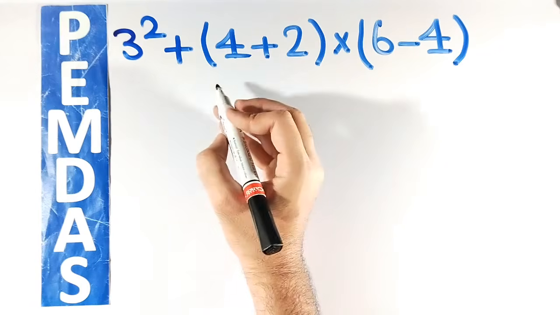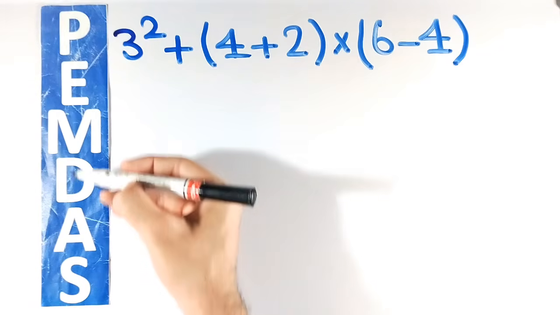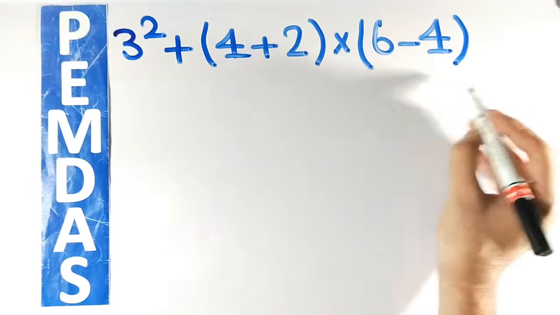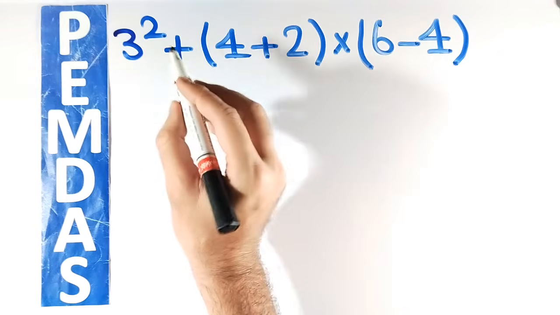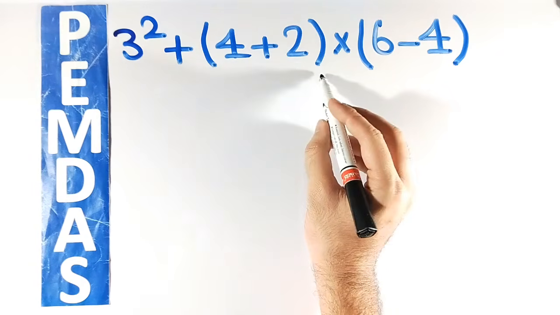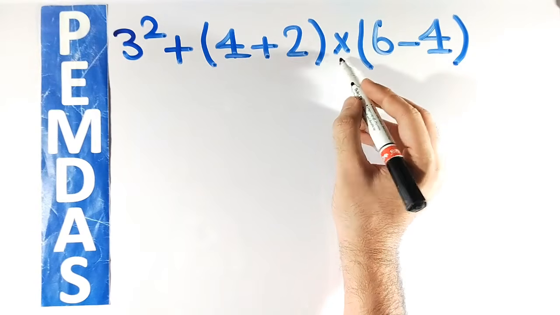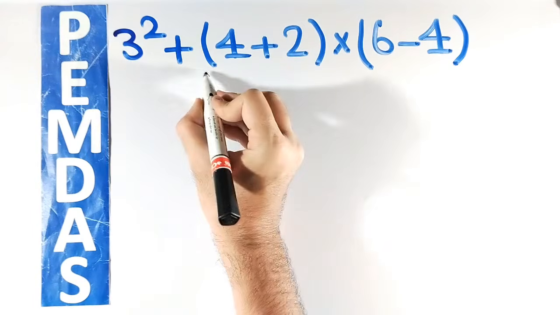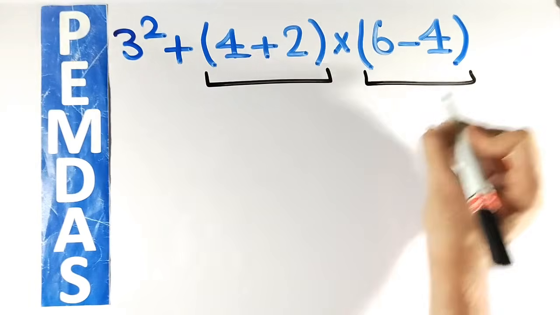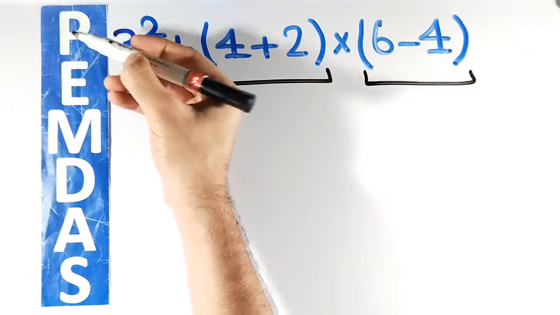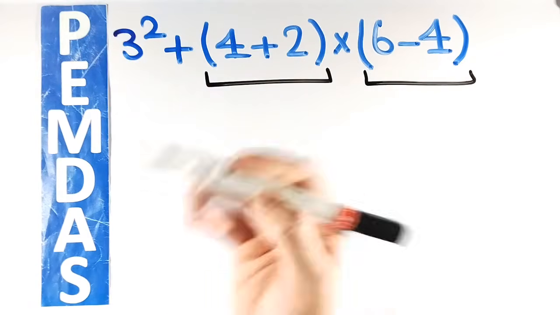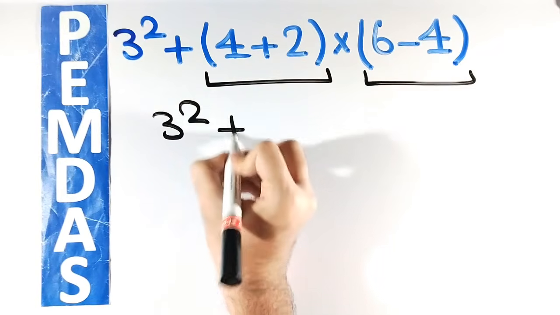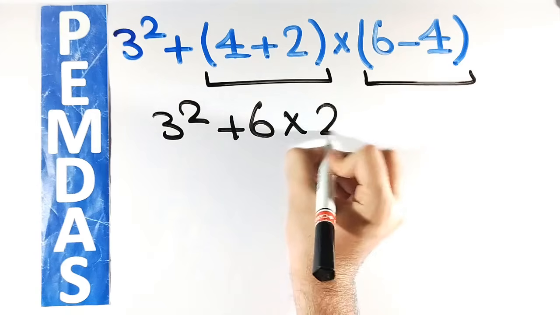To solve this question, we must follow the PEMDAS rule step by step from top to bottom. As you can see on the screen, in this expression, first we have an exponent, then an addition sign, followed by parentheses, then a multiplication, and finally another parenthesis. According to the PEMDAS rule, first we go for the expression inside the parentheses because P or parentheses have the highest priority than the other operation. So we rewrite this expression as 3 squared plus 6 multiplied by 2.